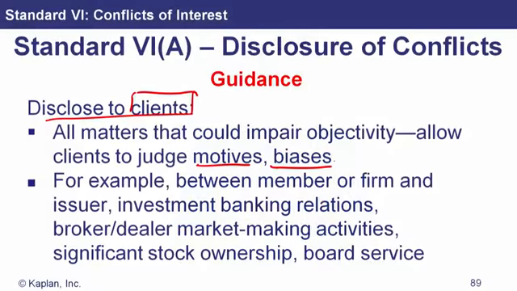So this could be between a member or firm and the issuer. So if you've got a member, that would be me as the analyst, and the firm serving on the board, that would be a conflict. Or the firm and the company, that would be an investment banking relationship, those types of things. All those would have to be disclosed as part of my disclosure to clients, right?